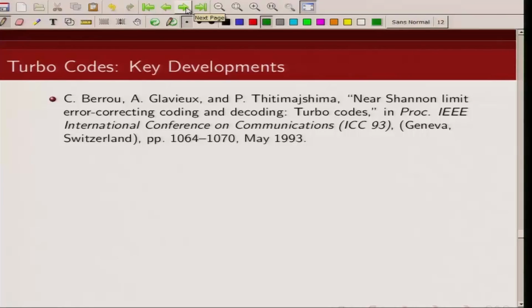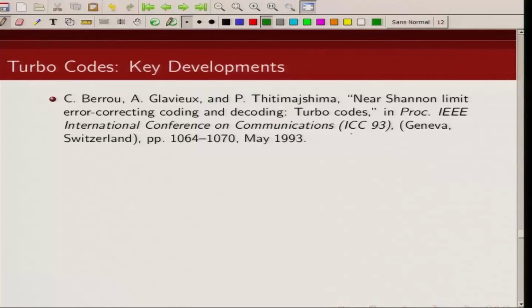bit error rate. Now, I will conclude this lecture by giving you some references of some key early developments in turbo codes, and you can read those references. This is where turbo codes were initially introduced, in a paper by Berrou et al. in ICC 1993. When this paper came, people did not actually believe the results, because these were very good performing codes, but subsequently multiple research groups were able to reproduce their results.